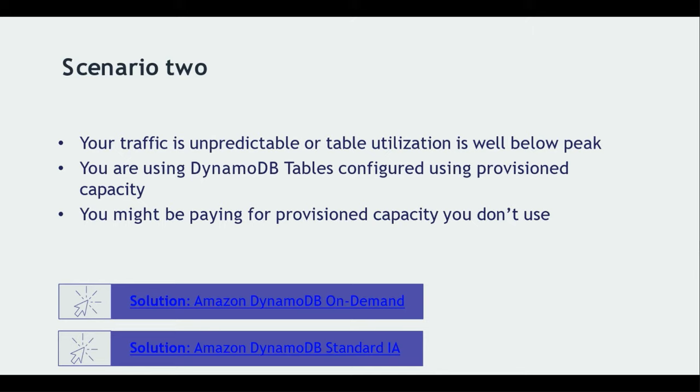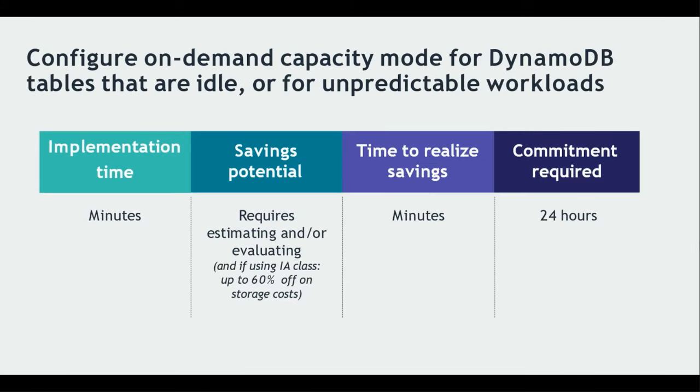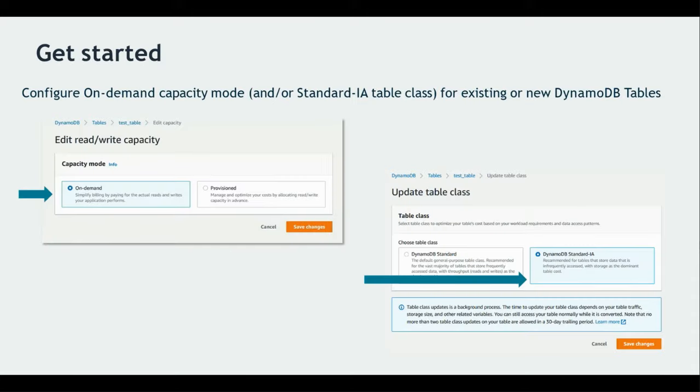Another scenario is when your traffic is unpredictable, or table utilization is well below peak. You are using DynamoDB tables configured with provisioned capacity, and you might be paying for provisioned capacity you don't use. You are over-provisioned, not using that capacity, and still paying for it. So what you can do is configure on-demand capacity mode for DynamoDB tables, which is ideal for unpredictable workloads. To understand this, it will take only minutes, and you can implement it in minutes as well. This is a hands-on; you can follow the instructions available on the screen and optimize your DynamoDB tables.